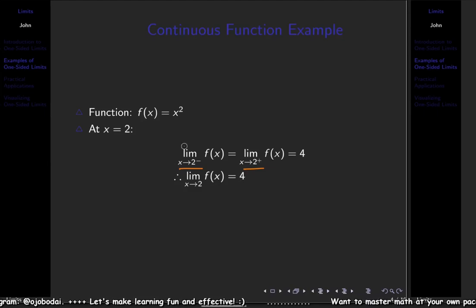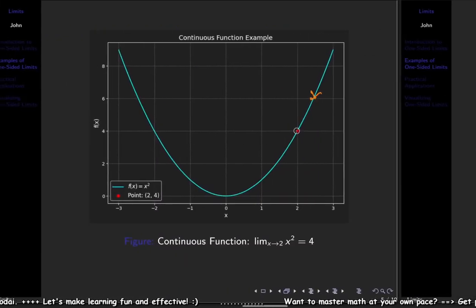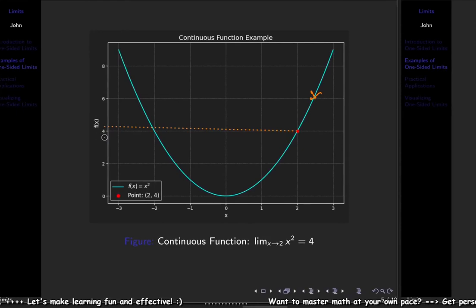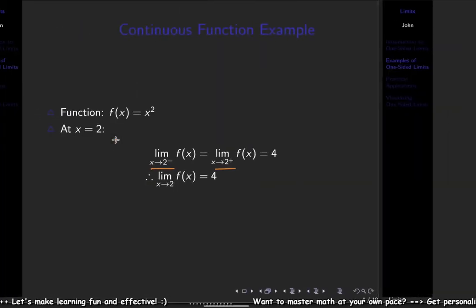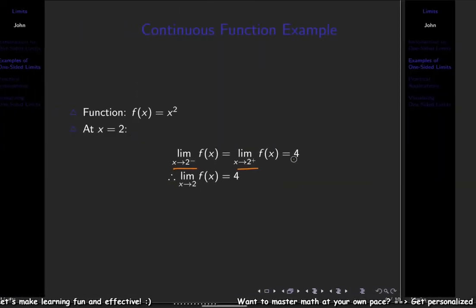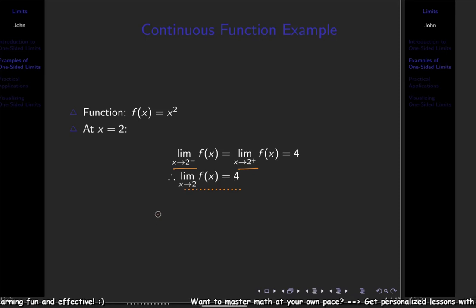So the left-sided limit was actually 4. You see, from the graph, we had that to be 4. This is the 4 over here. And also, the right-sided limit was also 4. Hence, we can say the limit at that point exists.